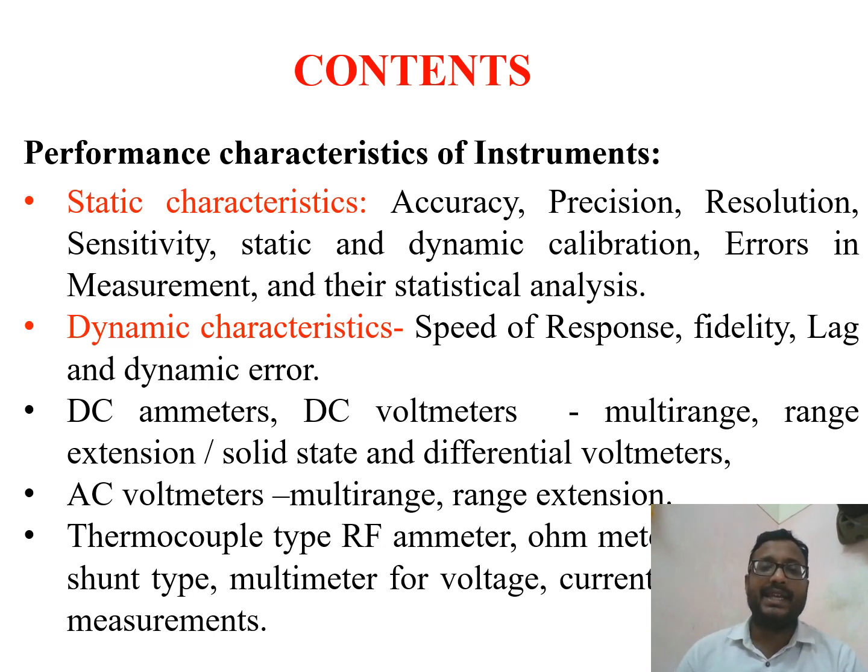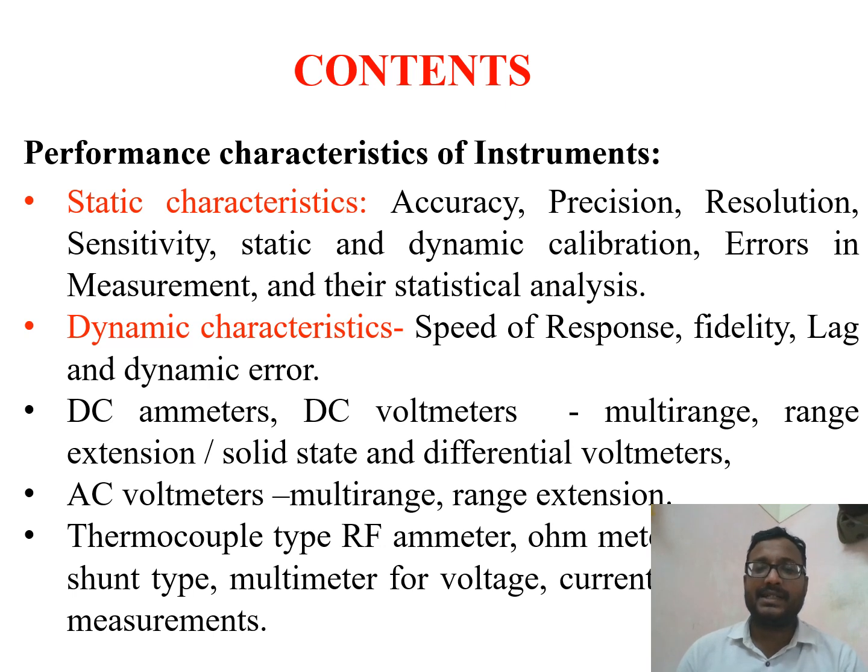And coming to the lag. Lag means the delay in the response of a system. That lag can be divided into two types: retardation lag and time delay lag. Retardation lag: if you give one input to a system, and immediately we get the output according to the given input, that is called retardation lag. The second one, time delay lag: if you give one input to a system, and we get the output after some time, that is called dead time. This type of lag is called time delay lag.